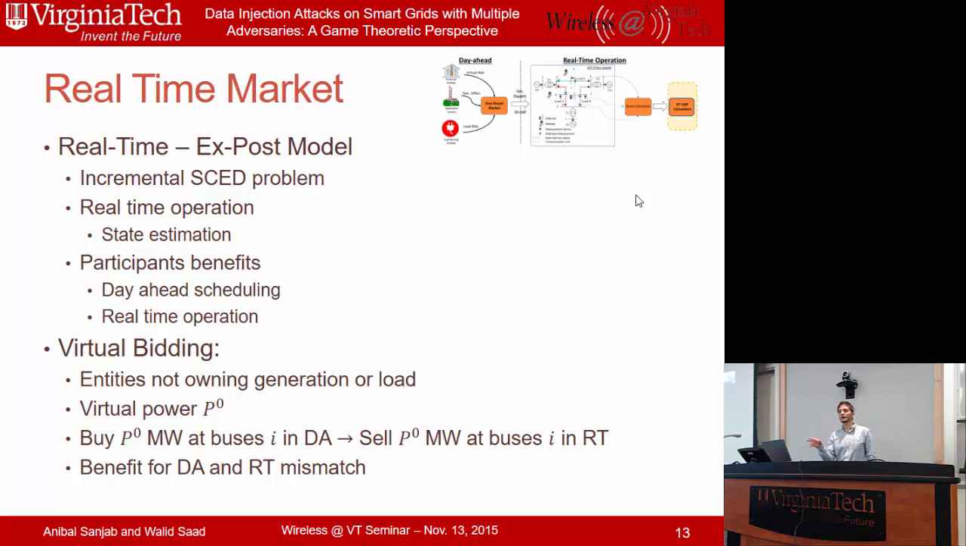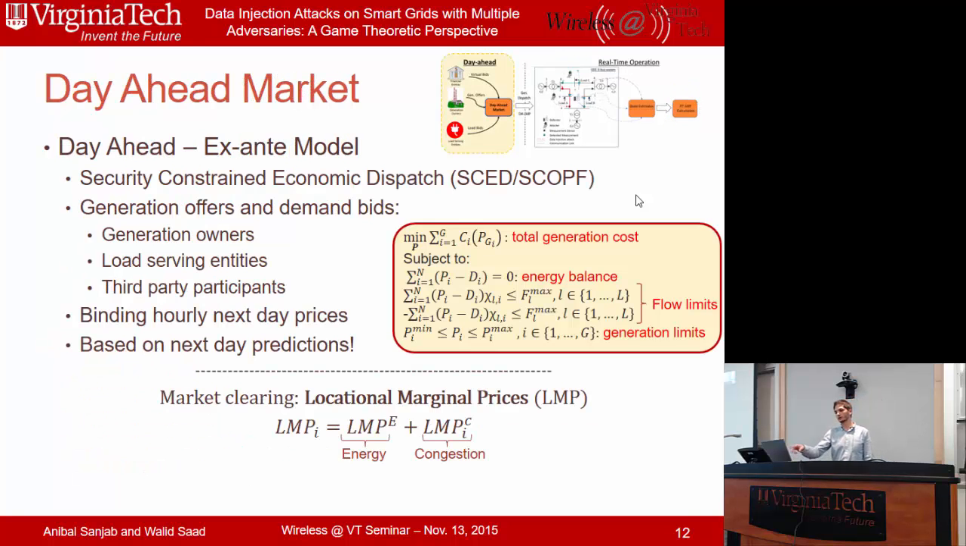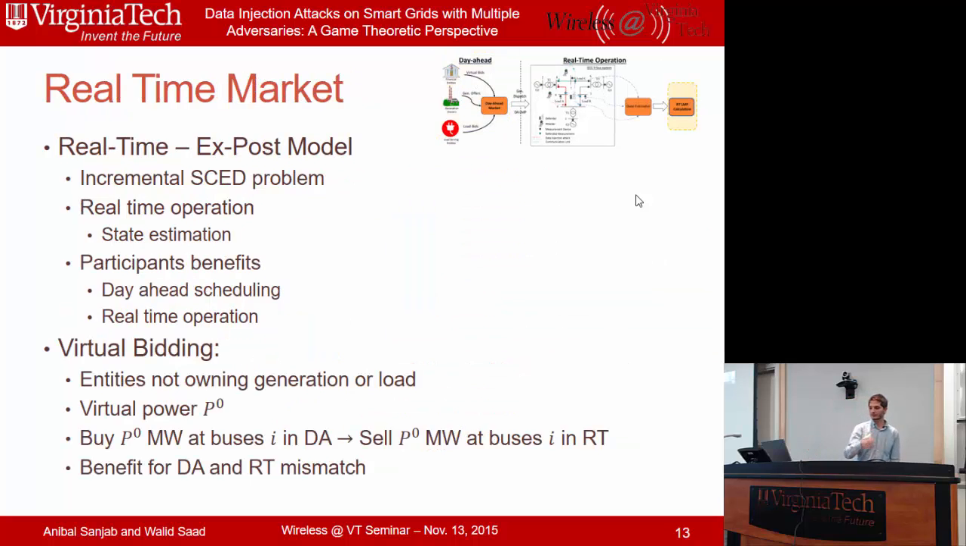So the real-time LMP calculation happens through a similar model to the one that we just presented before, this security constrained economic dispatch, but here it's called an incremental security constrained economic dispatch to generate the real-time LMPs based on what really happened in the time of operation of that market. So the benefits of every participant in that market is mainly dependent on the day-ahead schedule as well as what happened in real time. Okay?